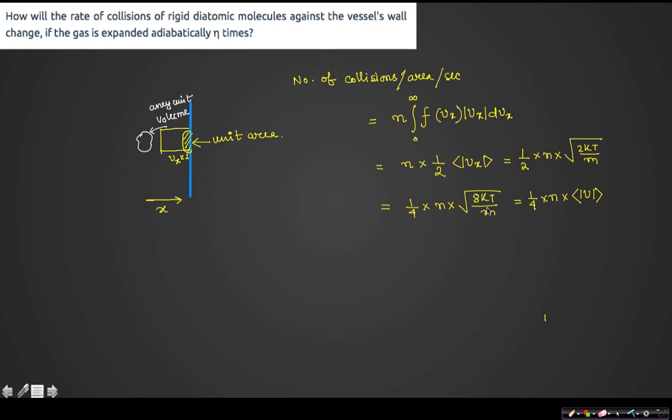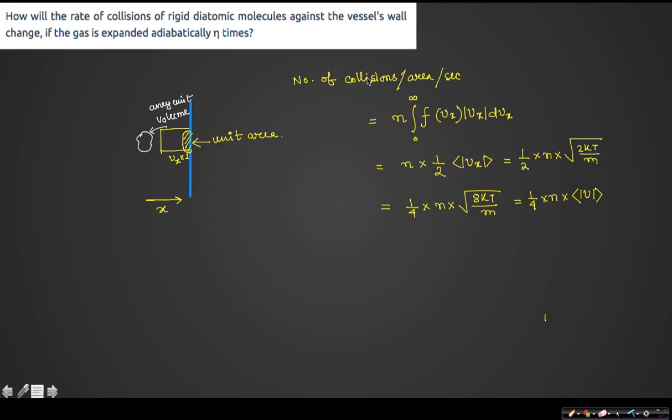And we know that the average speed in all the directions taken together is root over 8kT by m. So if I slightly modify it, instead of 1 by 2, if I take 1 by 4, then 2 will come inside the under root and it will become 8kT by m. So it is 1 by 4 into n into the average of the speed in all directions taken together. What is n here? n is the number of molecules per unit volume. Remember that, very important: n is the number of molecules per unit volume.